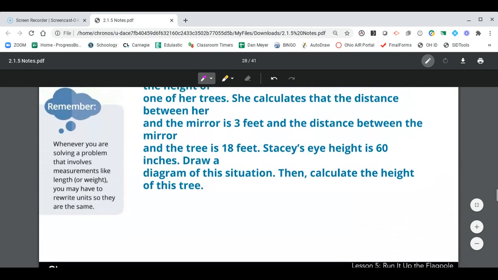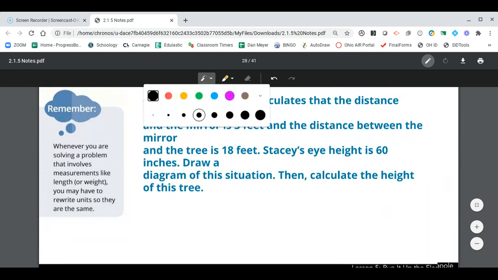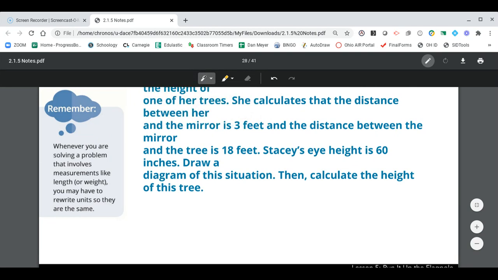Okay, they don't really give us a whole lot of room here, so let me draw it in black. Here's Stacy, so she's the smaller triangle, and then the larger triangle is to the tree. They tell you her height is 60 inches off the ground, and she's standing 3 feet away. I already know that I'm going to have to convert, so 60 inches would be 5 feet. So her eye height is 5 feet off the ground, and from the mirror to the base of the tree is 18 feet. Then we're trying to find the height of the tree.